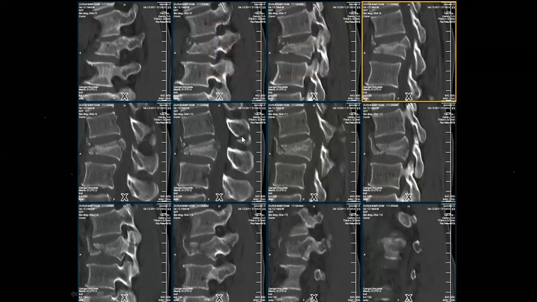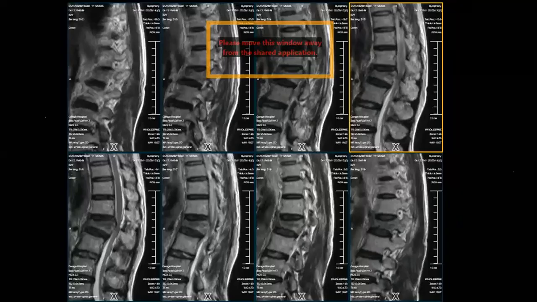So the score is 4. We'll go to the MRI scan. On MRI, usually in flexion distraction injury, what will be the status of the posterior ligament complex? In flexion distraction injury, the posterior ligament complex will be injured. You should take it like that. So the posterior ligament complex injury is 3.